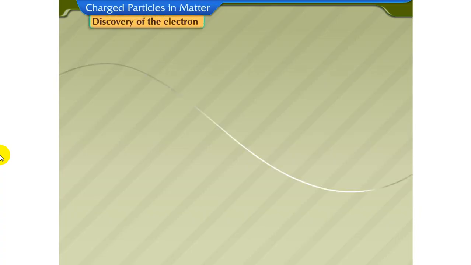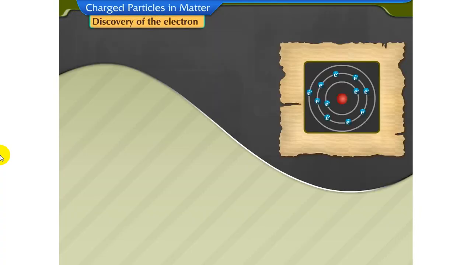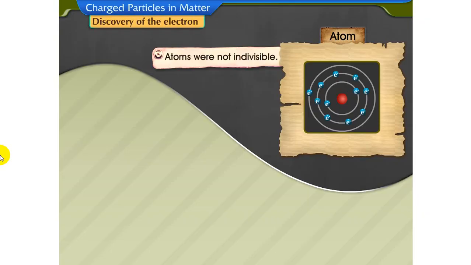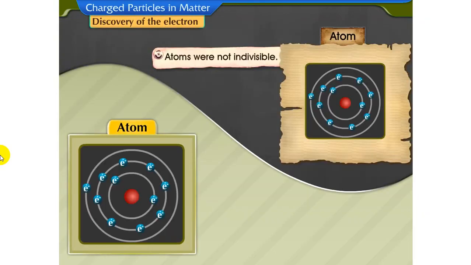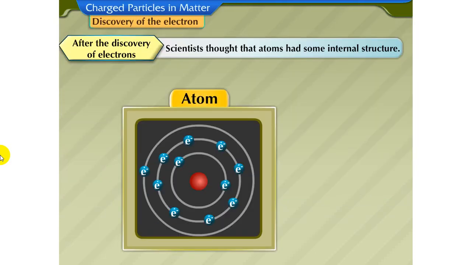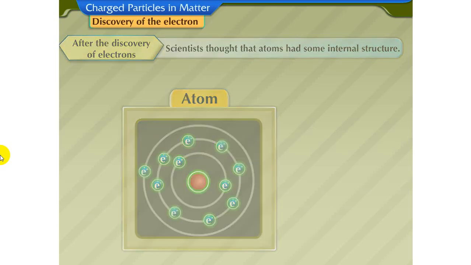The discovery of electrons indicated that atoms were not indivisible. After the discovery of electrons, scientists thought that atoms had some internal structure. Discovery of the proton.